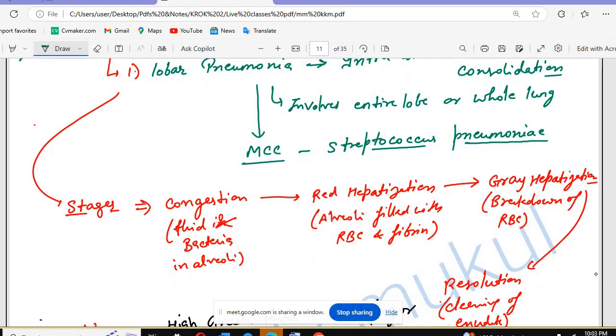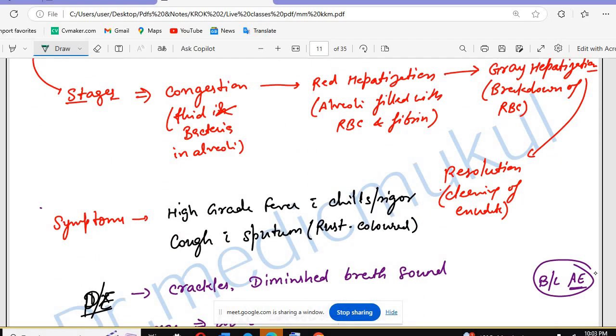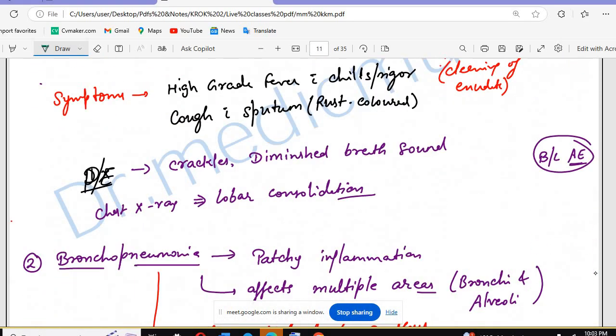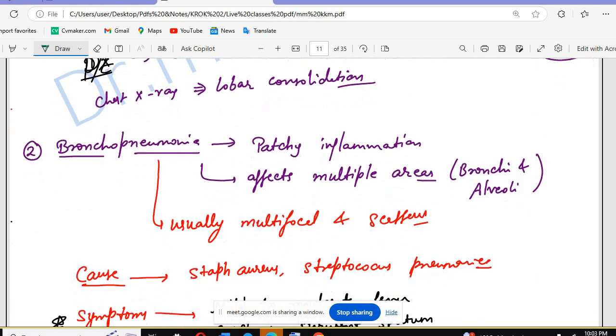If it involves the whole lobe, there are more stages. Firstly, there is fluid and bacteria. After that the RBCs come, then there is a breakdown of RBCs, and after that clearing of the alveoli. As this involves the complete lobe, symptoms will also be high: high grade fever, along with chills and rigors, cough with rust colored sputum. There will be complete lobe consolidation, so diminished breath sounds will be there. On chest X-ray, you see lobar consolidation.